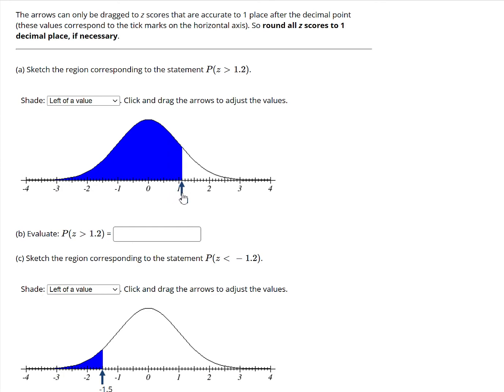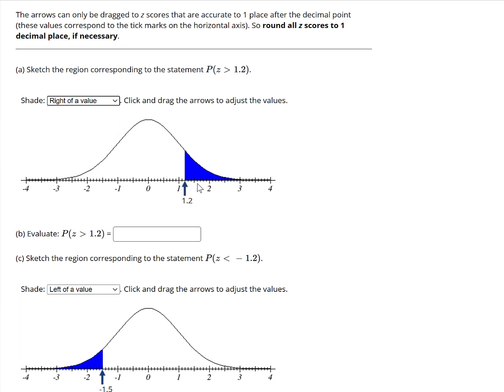So we just move the arrow to where the z-score is 1.2, and then indicate whether we're trying to do an area to the left, to the right, between, or outside. This is the probability that z is greater than 1.2, so that would be area to the right. And that's all you have to do. It will mark your answer as correct based off of that shaded region. In the next portion, that's where we need to find the probability.